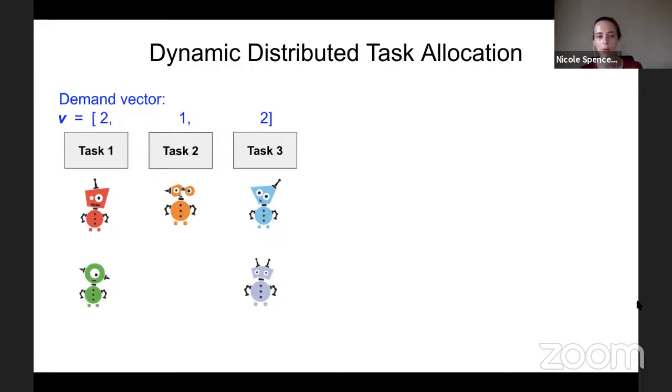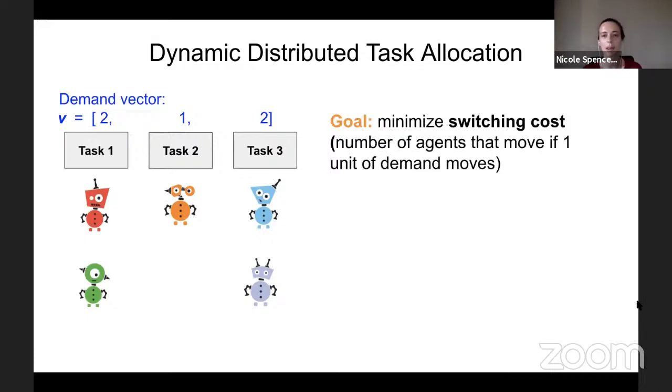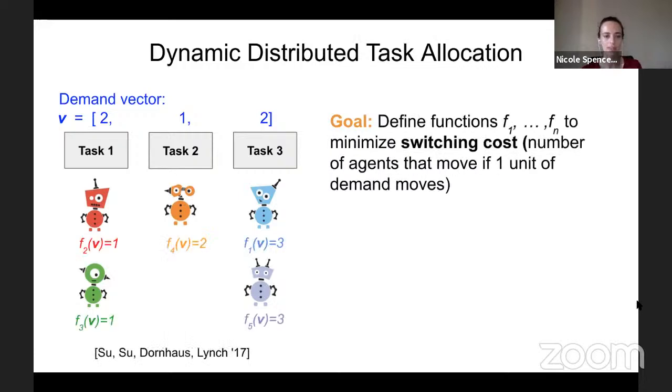And the goal of this problem is to minimize what we call the switching cost, which is the number of agents that move if a single unit of demand moves. That is to say, the maximum number of agents that move over all starting demand vectors and all movements of 1 unit of demand.